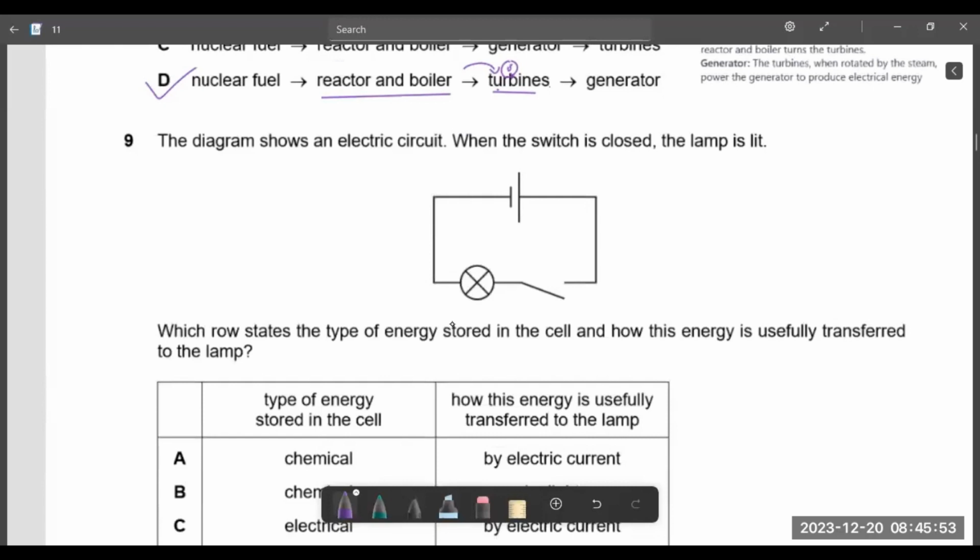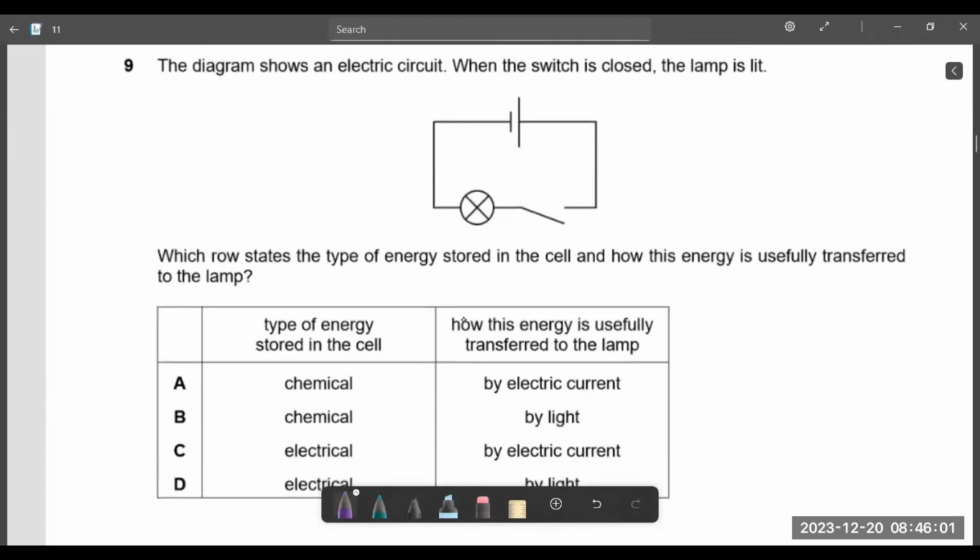The diagram shows an electric circuit. When the switch is closed, the lamp is lit. Which row states the type of energy stored in the cell and how the energy is usefully transferred? Inside a battery or a cell, chemical energy is being stored. It will be transferred to the bulb or the lamp as electrical current. So current will start flowing.